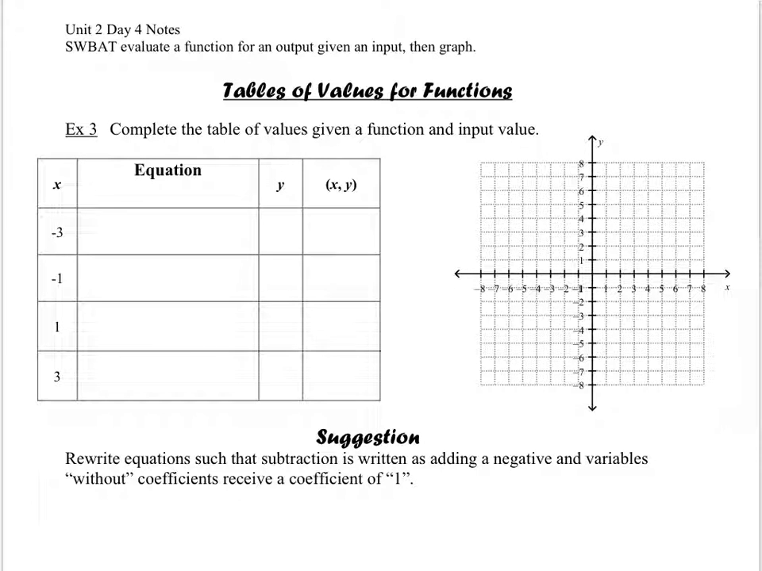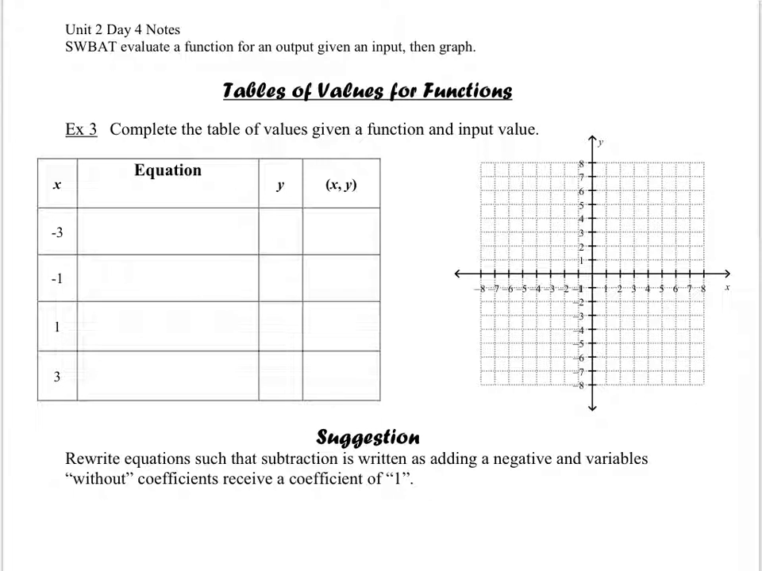Today's objective is to evaluate a function for an output, given an input, and then graph. Previously, you were given a function rule and an ordered pair, and you were asked to test whether the ordered pair was a solution to the function. Today, you're going to be given a function rule and an input, and you need to generate the output to make the function rule true. So you're going to generate the ordered pair that makes the function true.